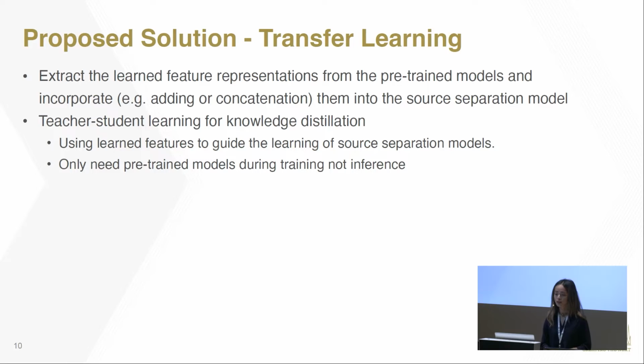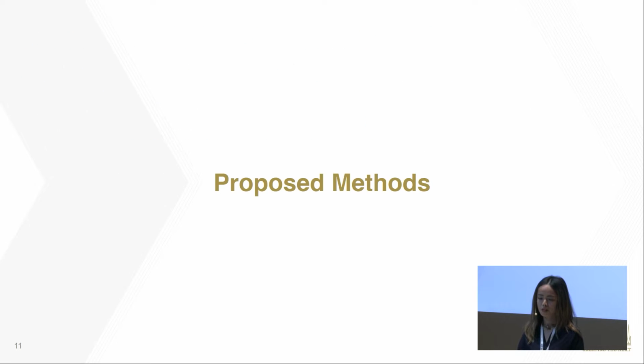So in this work, we also explore another approach called teacher-student learning for knowledge distillation. The high-level idea is that we use the learned feature to guide the learning of the source separation system. The pre-trained model is the teacher model, and the source separation system is the student model. We only use the teacher model during training time to transfer the knowledge to the student model, and during inference time, we don't need the pre-trained model. I'll explain in detail later. So let's dive into the details.